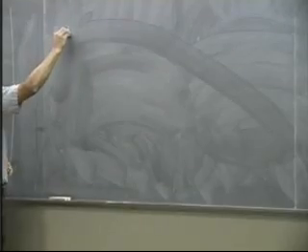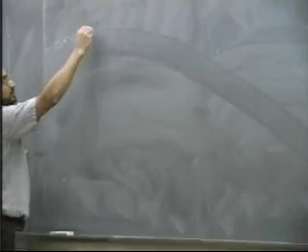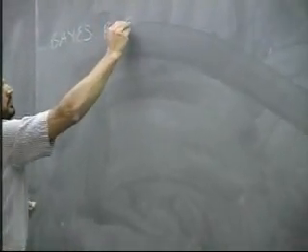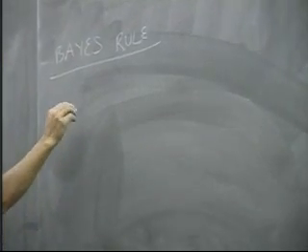Okay, so let's look at this. There's a famous rule called Bayes' rule. This is not the same as Bayesian network. It's just a rule. And well, what is Bayes' rule?